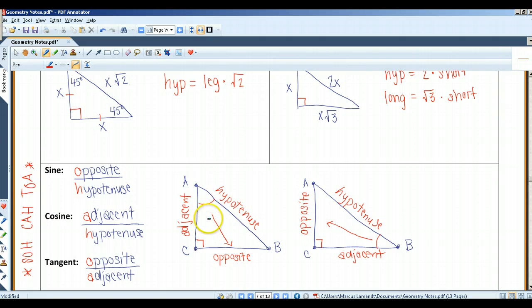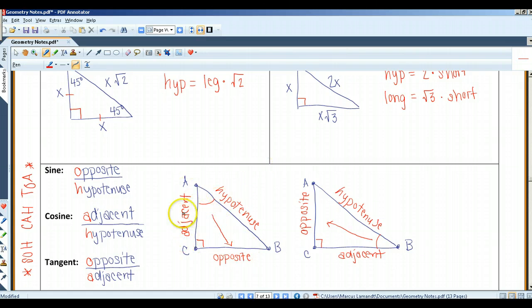The adjacent side and the opposite side, you guys already know what the hypotenuse is. Depending on which of the acute angles you're referring to, for example, if you're referring to angle A in this diagram, the opposite side is the side that does not touch the angle, the side that's exactly across from it. So in this case, CB.